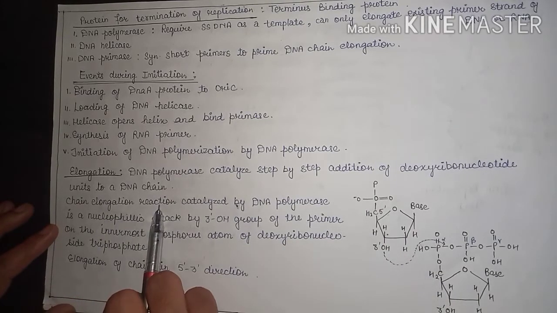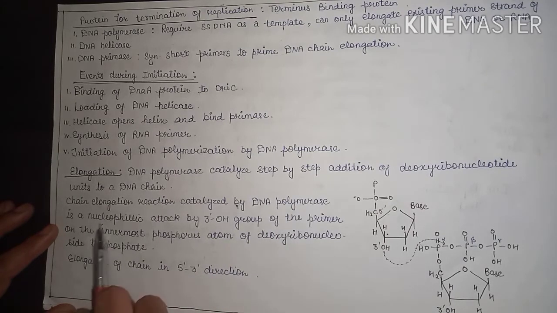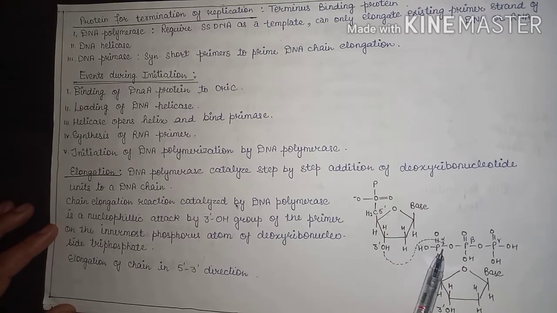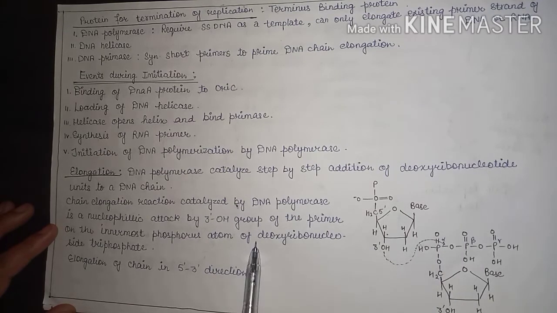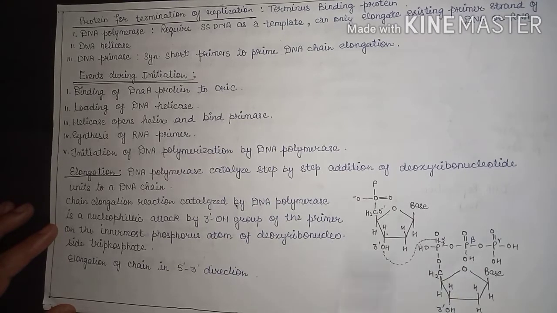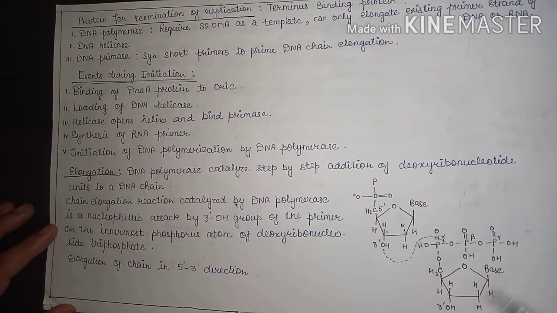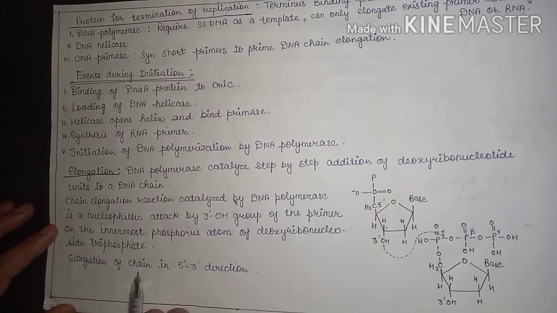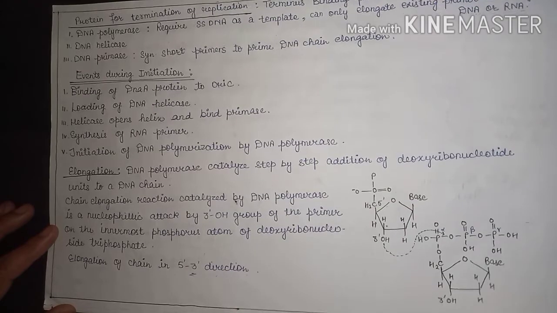Chain elongation catalyzed by the DNA polymerase enzyme is a nucleophilic attack. The 3'-OH attacks the 5' phosphate group, the alpha phosphate of the deoxyribonucleotide triphosphate. There are three phosphates: alpha, beta, gamma. When the 3'-OH attaches to the alpha phosphate, the beta and gamma phosphates are eliminated from the deoxyribonucleotide, right? So elongation of the chain occurs in the 5' to 3' direction. It only occurs in the 5' to 3' direction.